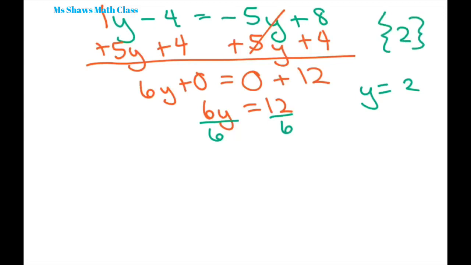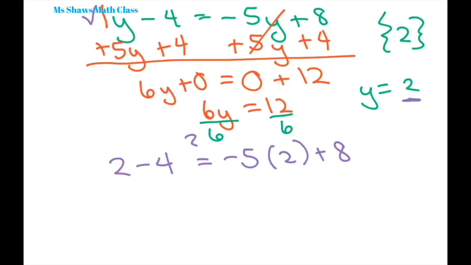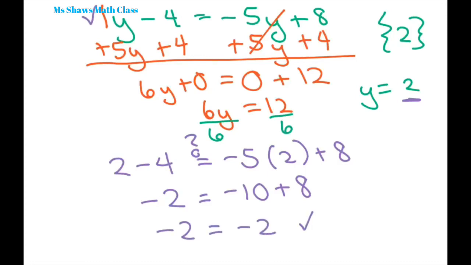Now we have to check our solution, and we're going to use the substitution property of arithmetic and plug this 2 into our original equation. So we're going to have 2 minus 4 equals negative 5 times 2 plus 8. And we've got to see if this is equal. So 2 minus 4 is negative 2. Negative 5 times 2 is negative 10. Carry down the plus 8 to get negative 2 equals negative 2, which means it works. So 2 is the correct answer.